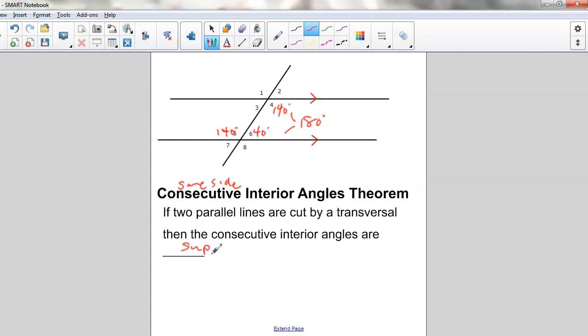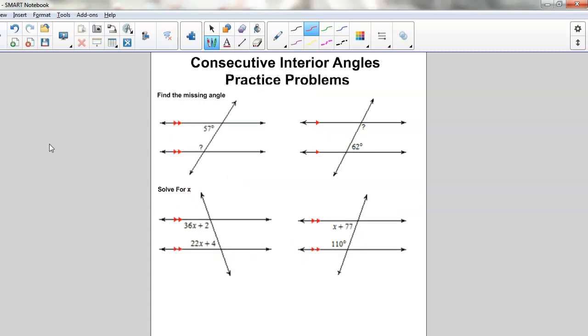So what I'm looking for in your notes: if two parallel lines are cut by a transversal, then the consecutive interior angles are supplementary. I hope you write this part down in your notes. Here are some practice problems. These are going to be supplementary. That means this plus this, 57 plus whatever the unknown is, together should equal 180. This plus this, 62 plus whatever the unknown is, should equal 180.